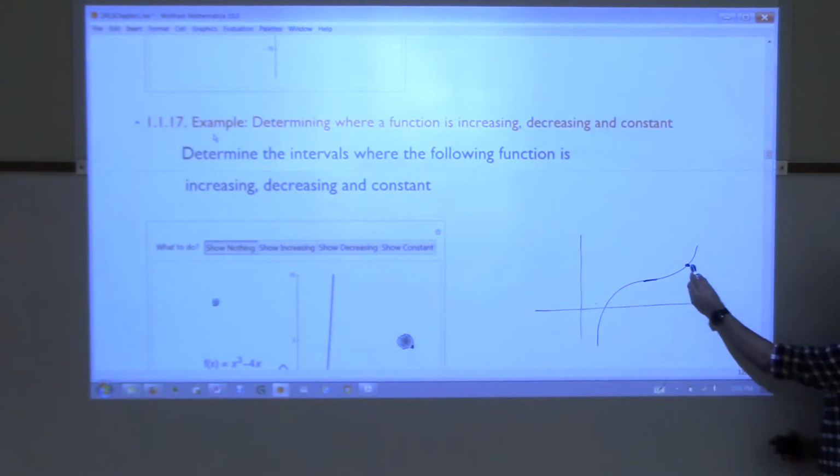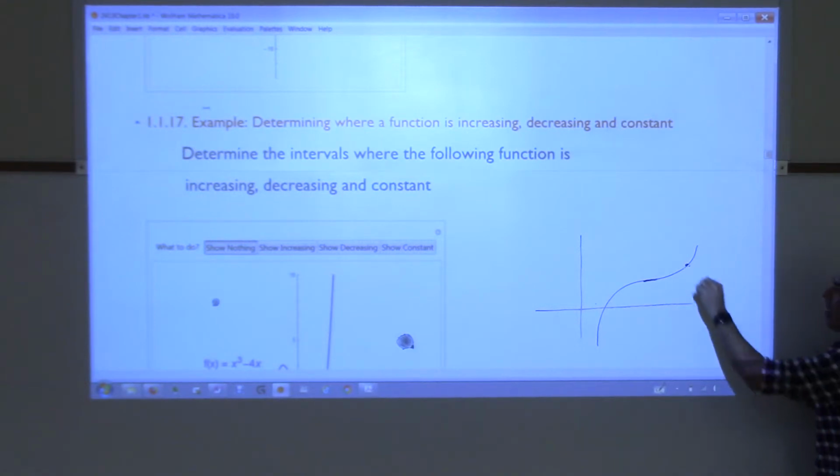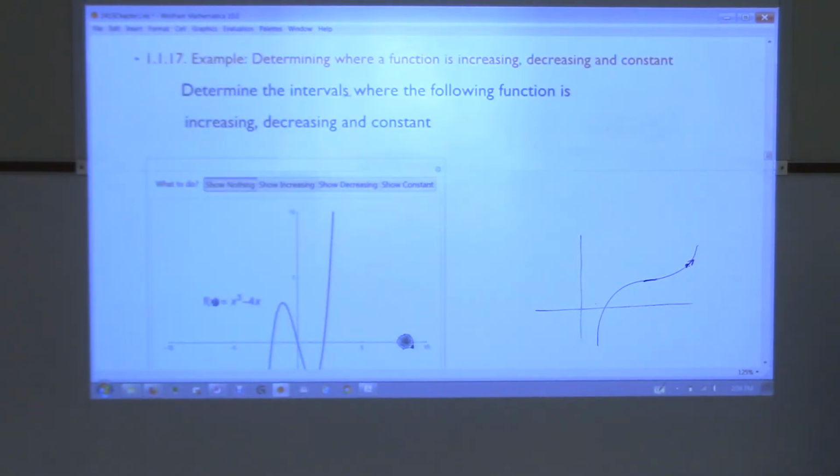Now, if you grabbed another point to the right of it, it would be above, right? And that means it would be going up. And if you picked a point to the left, it would be below it. So you would have that arrow going like that. It would be increasing anywhere in an interval there, but at a single point it just doesn't make sense. Okay.